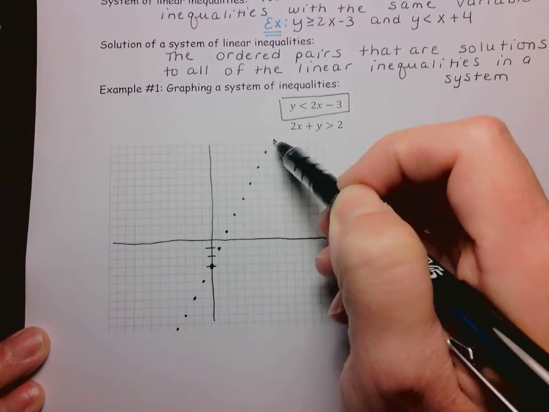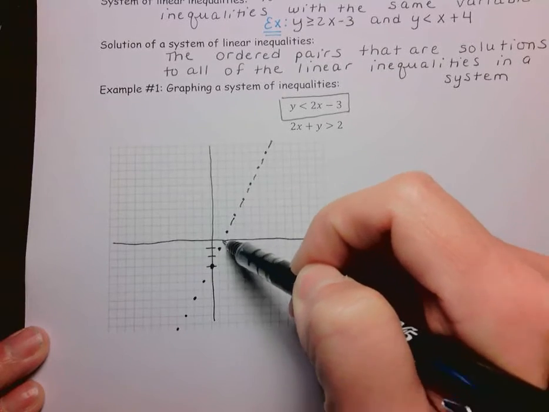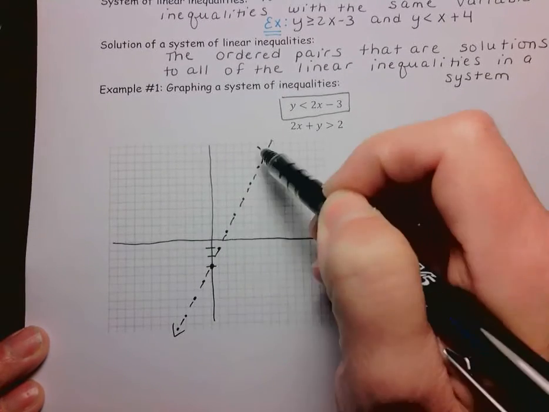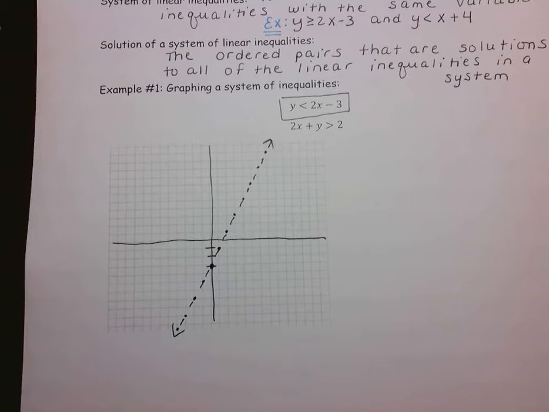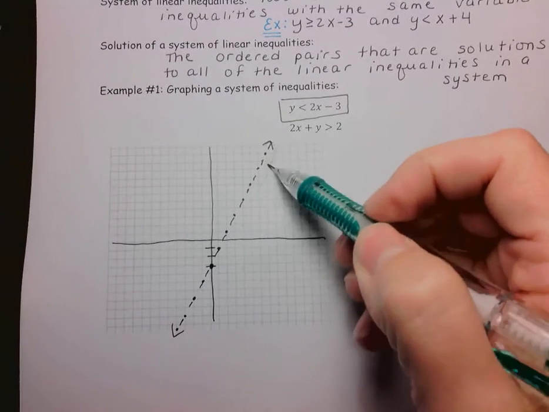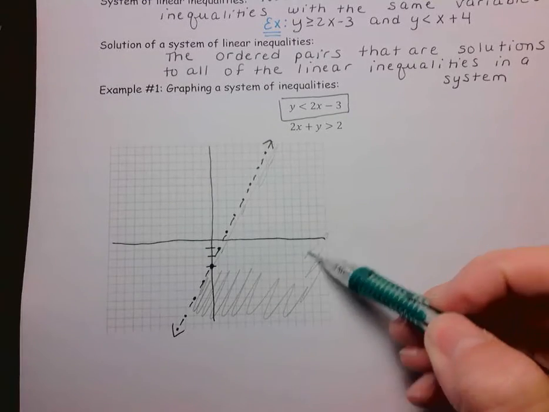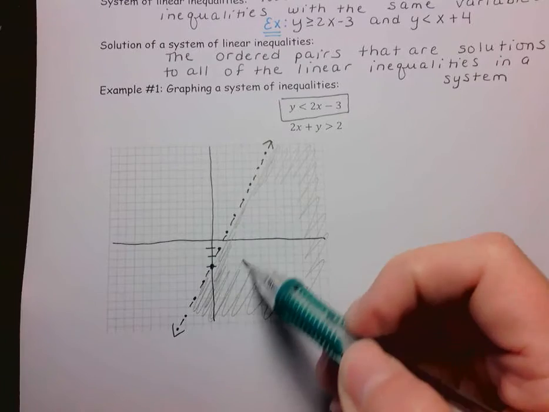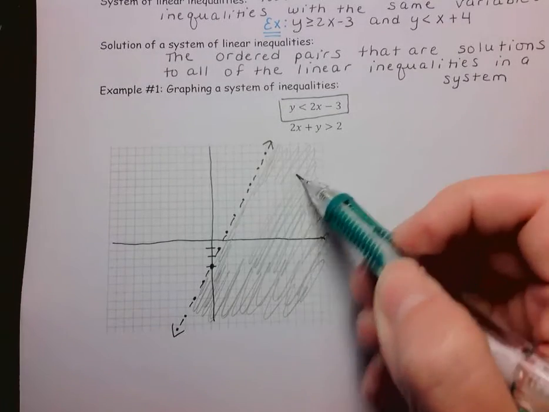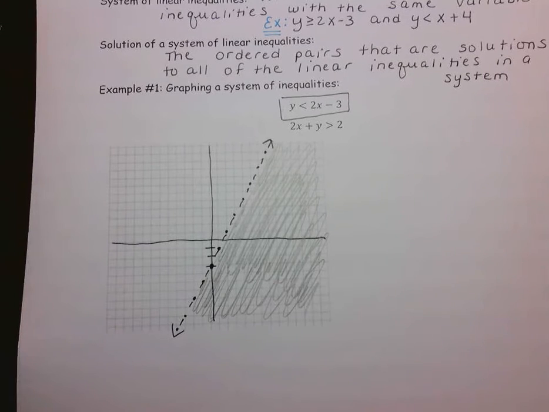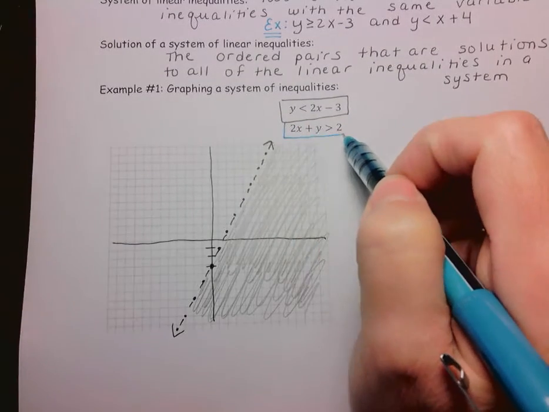My line is going to be dotted because it's not an or equal to. And then I'm going to highlight down towards those negative y values because it's a y is less than. So now, because I have a system, I want to graph both of them on the same coordinate plane. So now I'm going to take this next linear inequality.